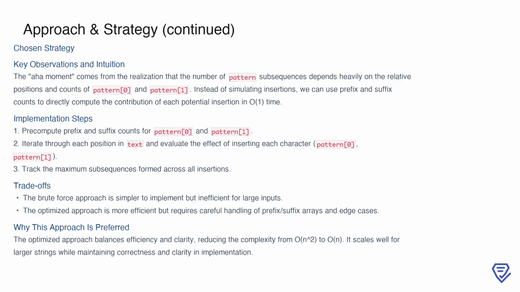While the brute force method may be simpler to grasp initially, it falters when handling larger strings due to its inefficiency. The optimized approach, on the other hand, is both efficient and scalable, reducing the complexity to O(n) while ensuring correctness. This balance of performance and clarity makes it the preferred choice for solving this problem effectively.